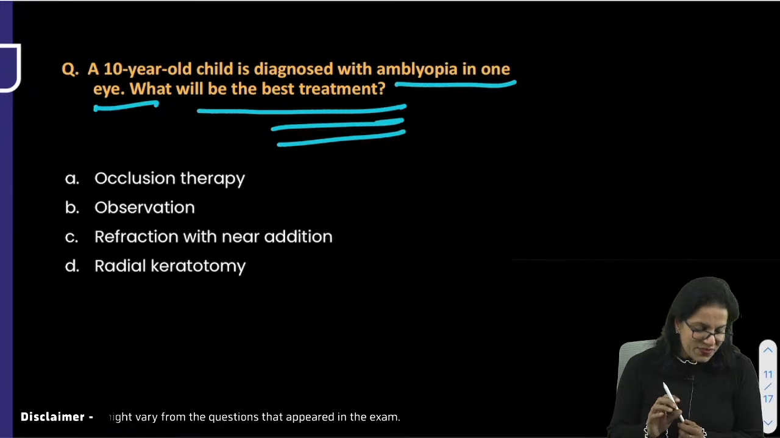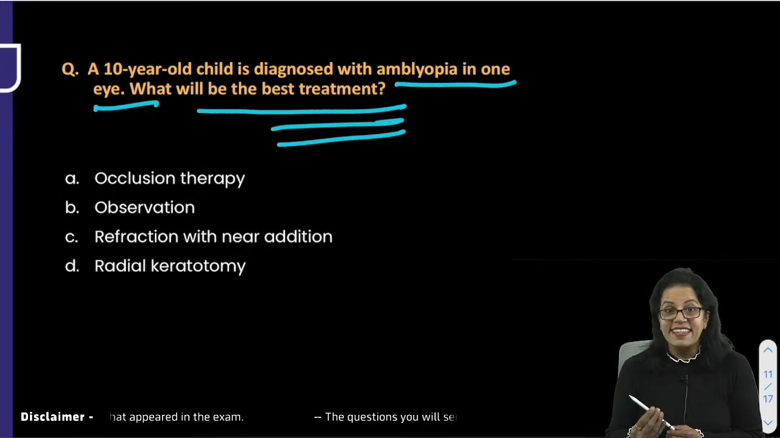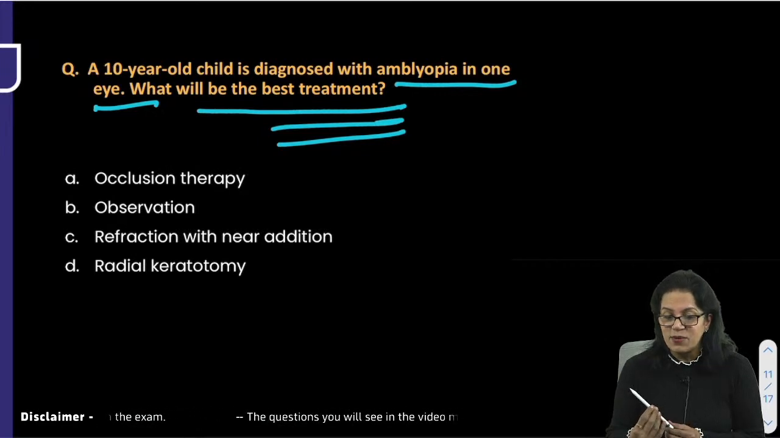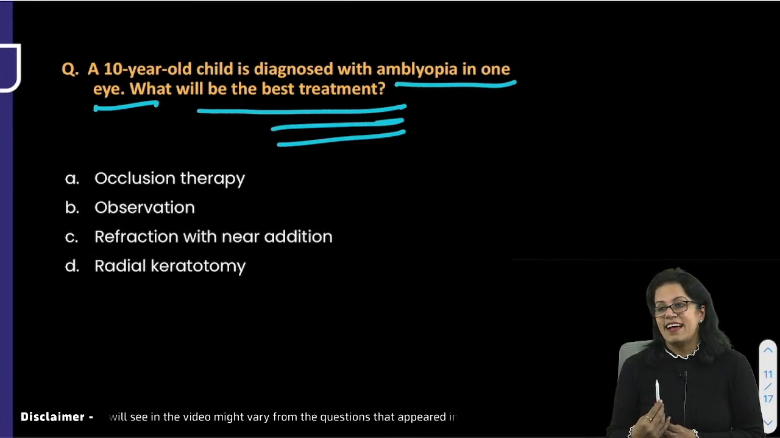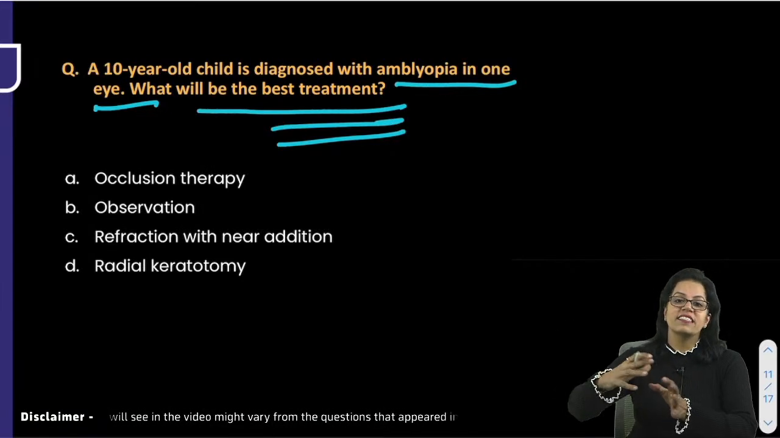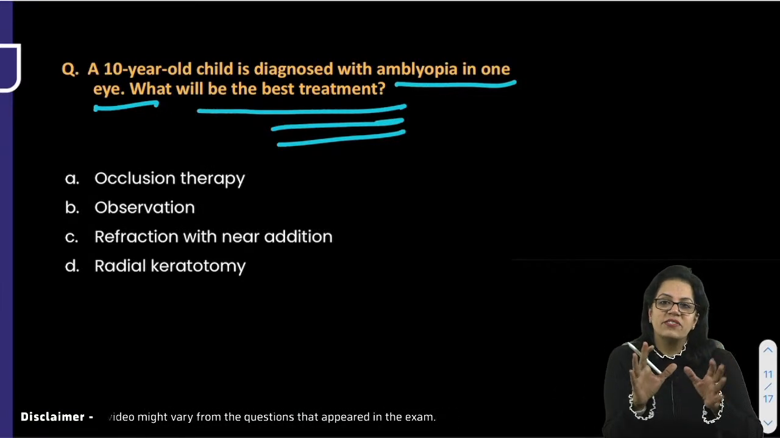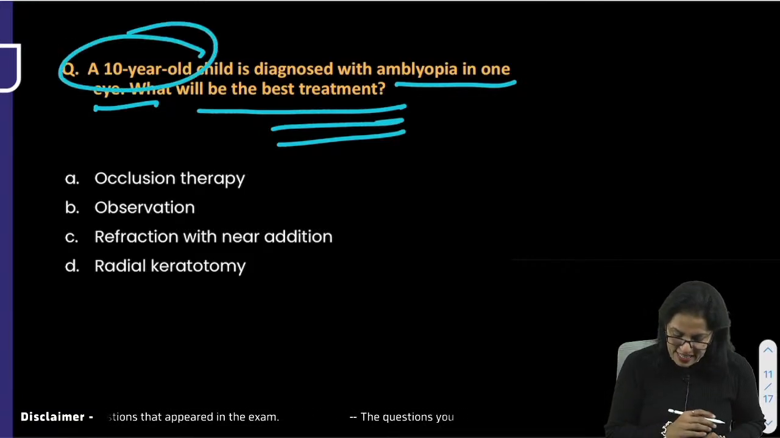So all of you, do you realize that you will be able to treat amblyopia in a 10-year-old child? Amblyopia therapy is effective ideally till a maximum of 6 years, and the maximum you can extend it theoretically is 8 years. But I have seen the best results up to 6 years. So here is the catch point.